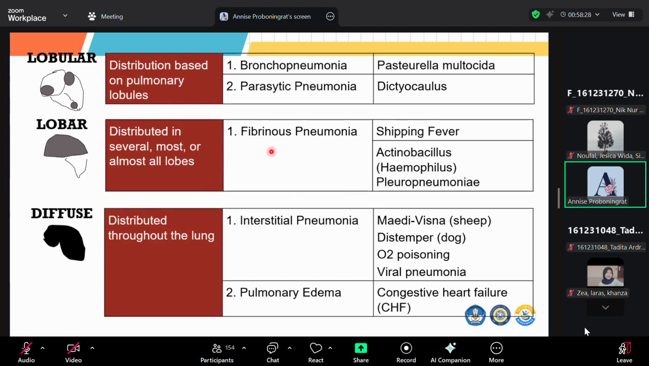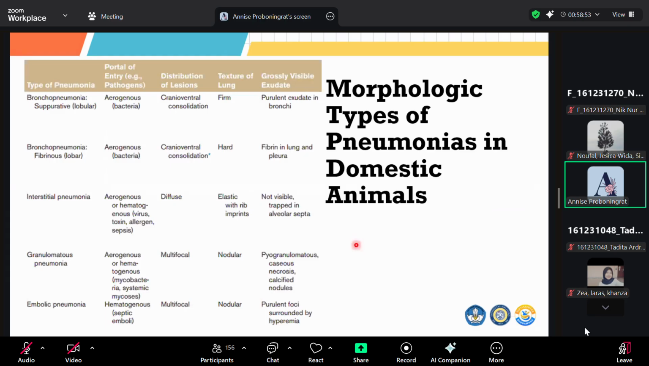It can lead to fibrinous pneumonia, for example, in shipping fever disease, actinobacillosis, and pleuropneumonia. And then the diffuse pneumonia is distributed throughout the lung, for example, in interstitial pneumonia and pulmonary edema. And this is the morphologic types of pneumonia in domestic animals.